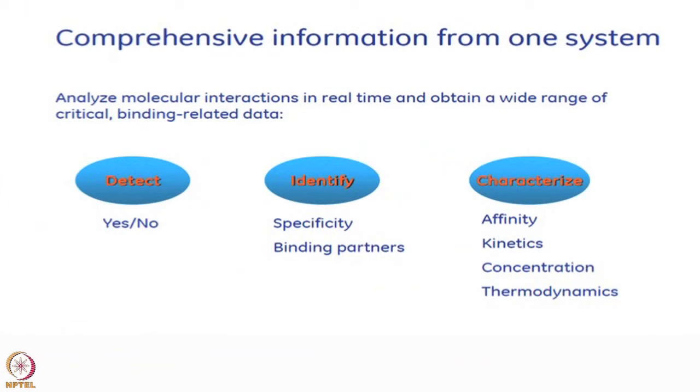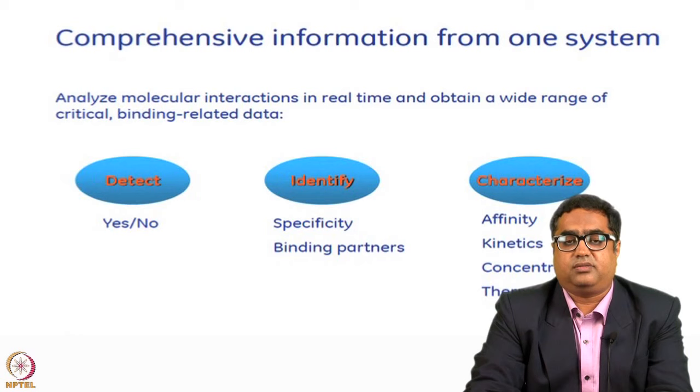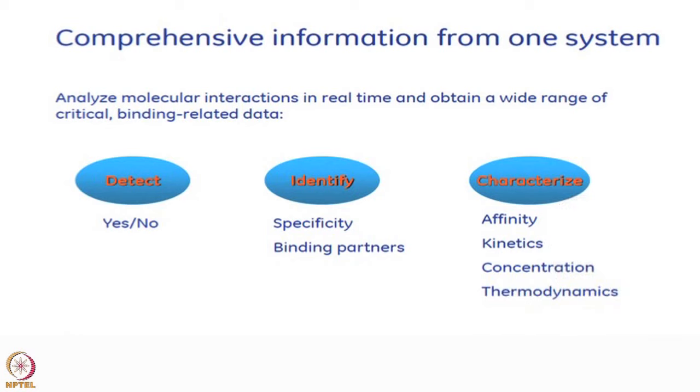From this kind of experimentation, the comprehensive information that one will generate is: detect, that means yes or no binding; identify the binding partners; identify the specific binding; and characterize the binding by different events like affinity, which is how tight or how weak the binding is; kinetics, how fast or how slow the binding is; concentration, which is how much of our analyte is bound to the ligand; and thermodynamics, how kinetics changes as a function of temperature. So these are the different comprehensive information that is generated from Biacore experiments.